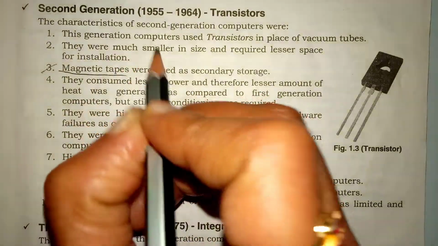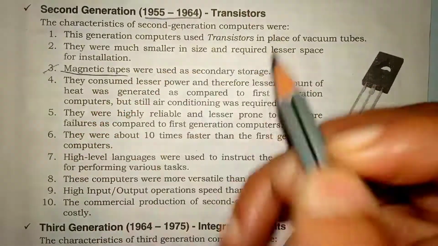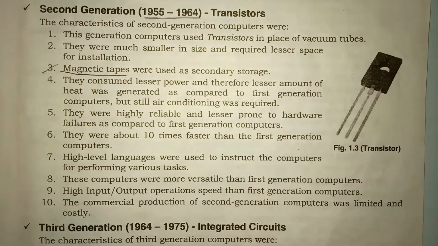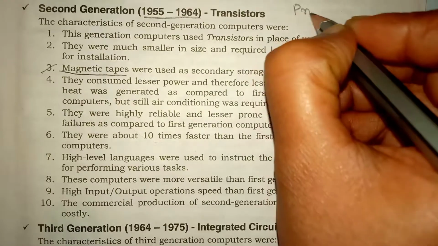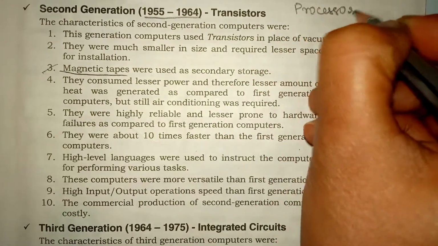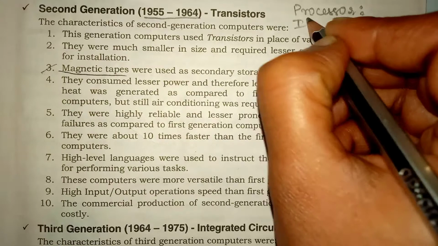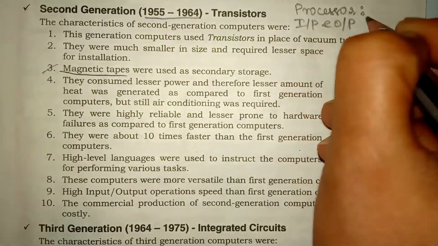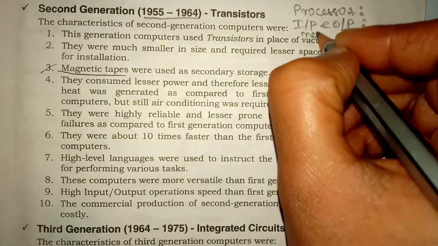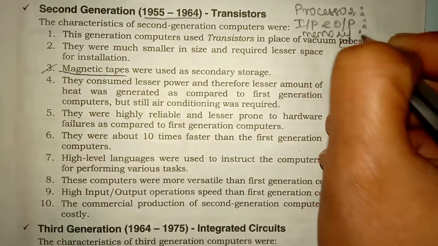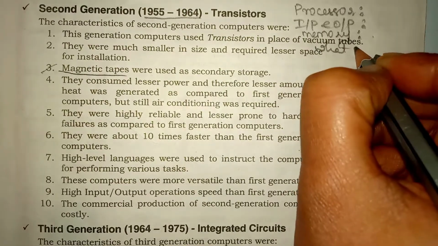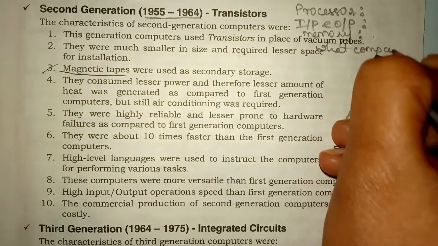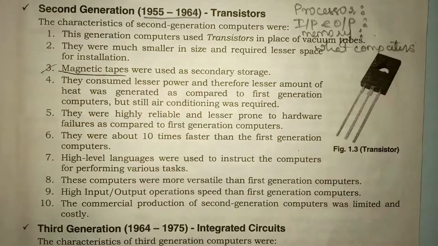Second generation computers. The second generation computer period was 1955 to 1964. This computer generation used transistors as the processor. Every time you have to check which processor they used, what the input and output devices were, which memory they used in that generation, and what computers they used. These four points are very important so that you remember.